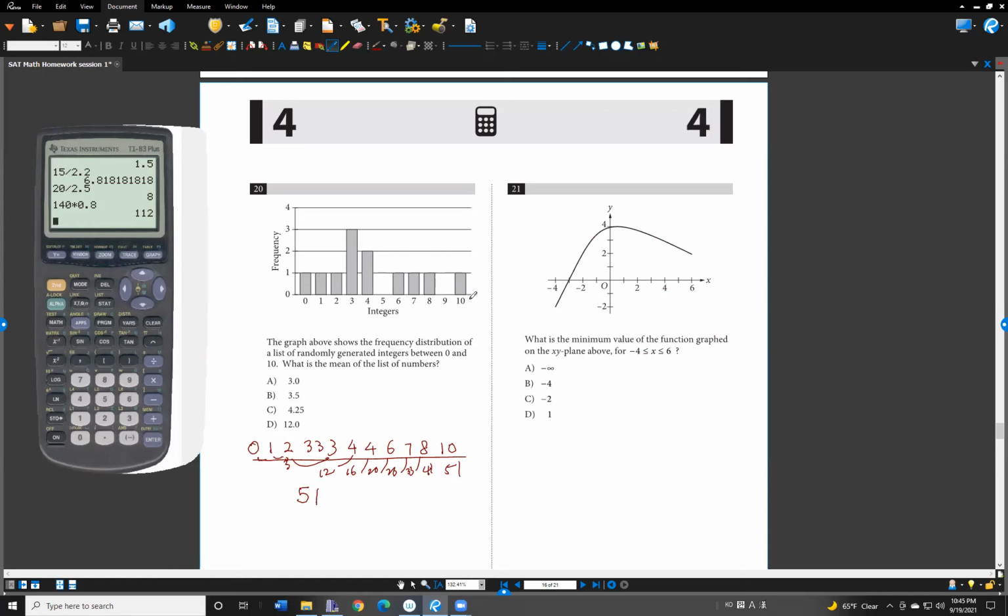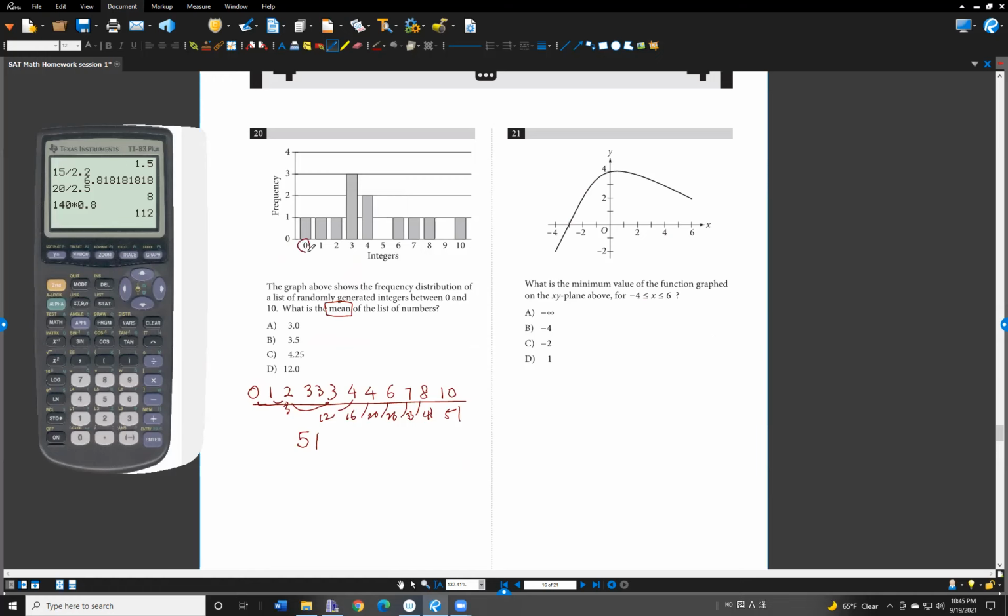But how many integers are there? We're going to find the average. You know, this is the mean, right? How many integers are there? 1, 2, 3, 4, 5, 6, 7, 8, 9. Okay, you can divide by 9 over here. Oh no. They said between 0 and 10. Okay. Oh, okay.